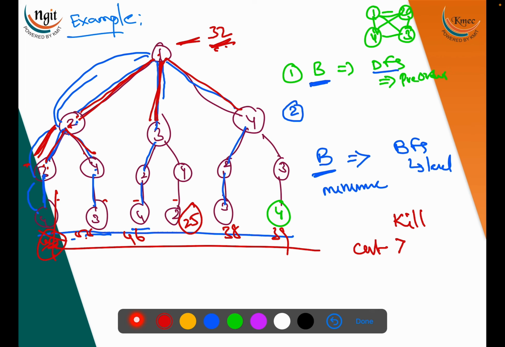So what is the path? 1 to 2, 2 to 3, 3 to 2, 4 and 4 to 2, 2, and again back 2 to 2, 1. That is 1, 2, 3, 4, 2, 2, 1. This is the path he has visited for the cost of 25.